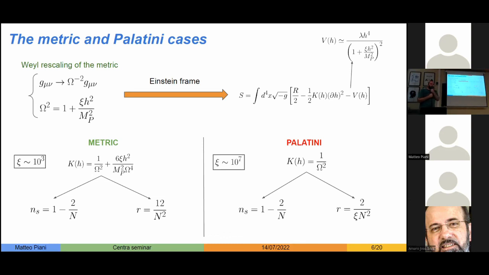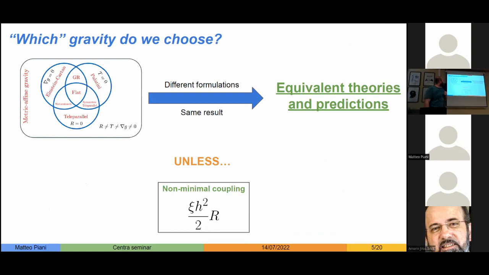Any other question? Yes. As you mentioned, the theories can be equivalent in some cases. In principle, how can one distinguish the results, where they come from?